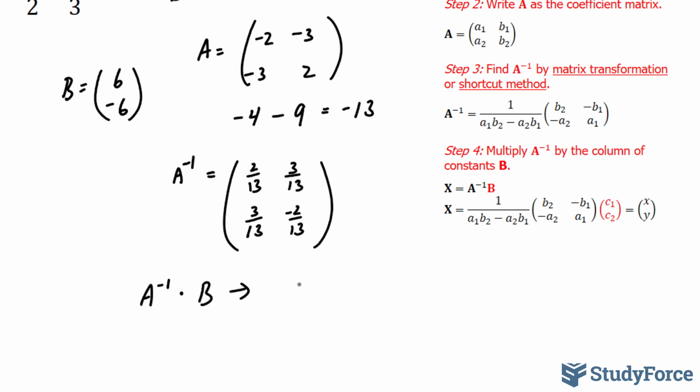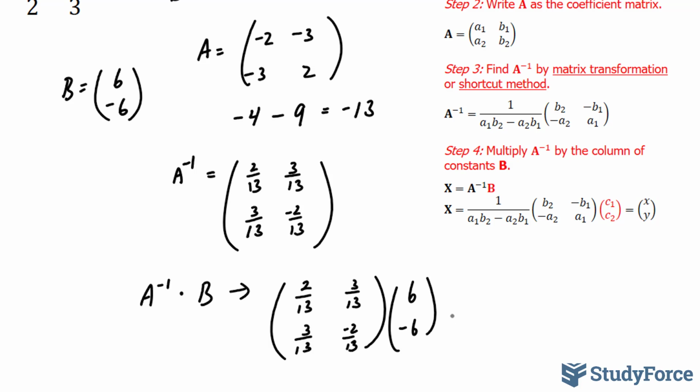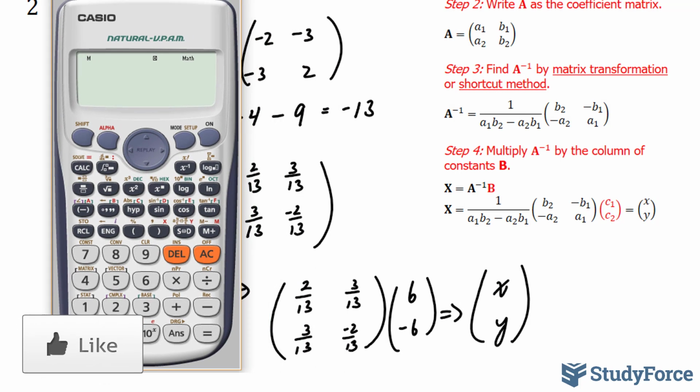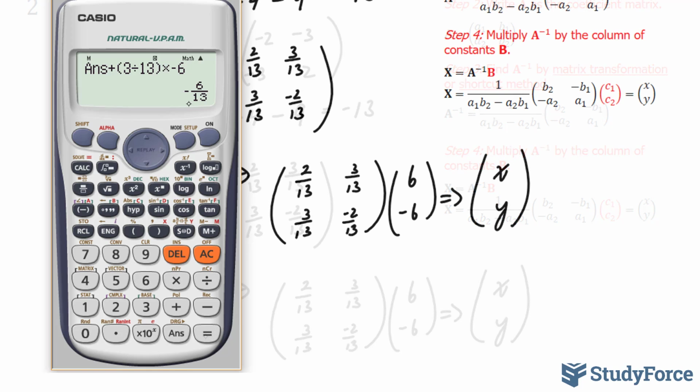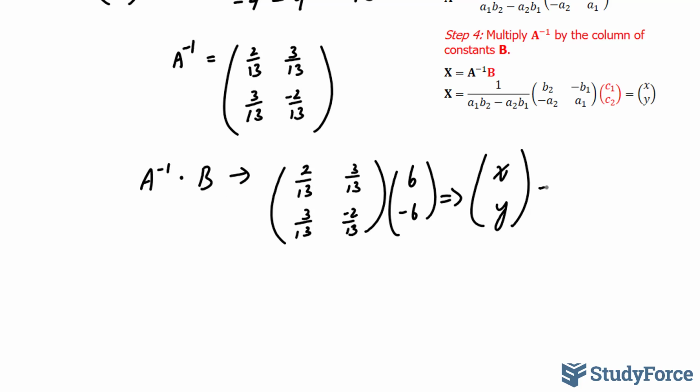Let's go ahead and do that. So I'll rewrite this. Multiplied by 6 and negative 6. We'll next use our calculator to do this. The solution should give us x and y. Opening up our calculator, 2 over 13 times 6 plus 3 over 13 times negative 6. And this gives us negative 6 over 13.